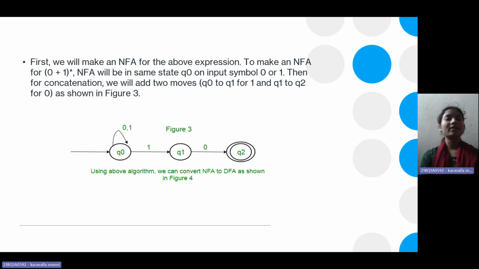First, we will make an NFA for the above expression. To make an NFA for (0+1)*, the NFA will stay in the same state Q0 on input symbol 0 or 1. Then for concatenation, we will add two moves: Q0 to Q1 for 1 and Q1 to Q2 for 0. Here is the conversion of NFA to DFA.